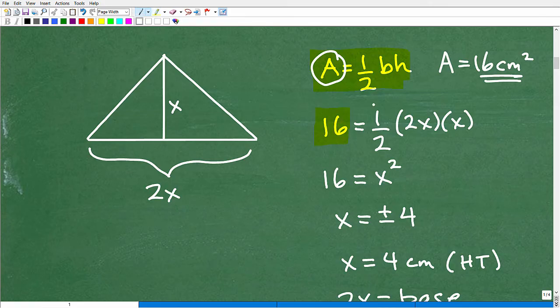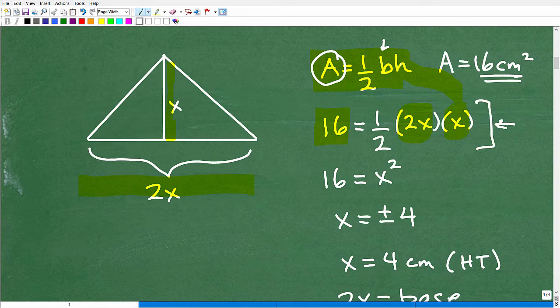Then we have 1/2, okay, base. What is the base again? The base is 2x, so that's what I'm plugging in right there. That's my base, and then my height is x. All right, so this is the setup that you need to have constructed.